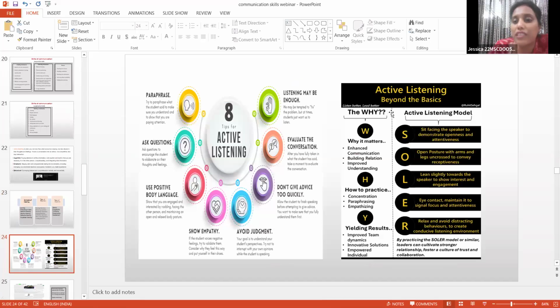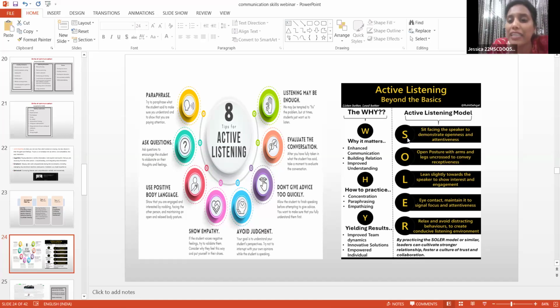Again, active listening. We can remember active listening by the acronym SOLAR. S is sitting face to the speaker in a squared position. Whenever active listening is to be done, it is always recommended that you sit squarely to the patient. That is S. O is open posture with arms and legs uncrossed. And if there is some barrier, it has to be removed. There has to be no barrier between you and the patient. So it is an open posture.